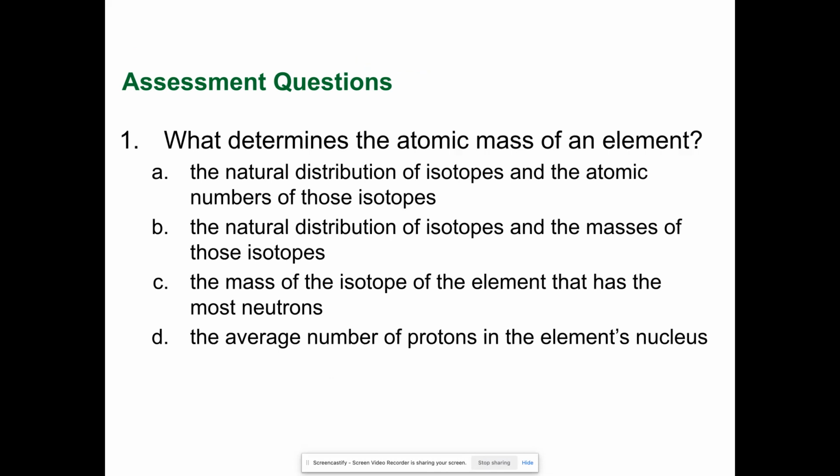So here are some questions we could go through real quick. What determines the atomic mass of an element? A, B, C, or D? You guys read them and tell me. How many of you guys guessed B? The natural distribution of isotopes and the masses of these isotopes.